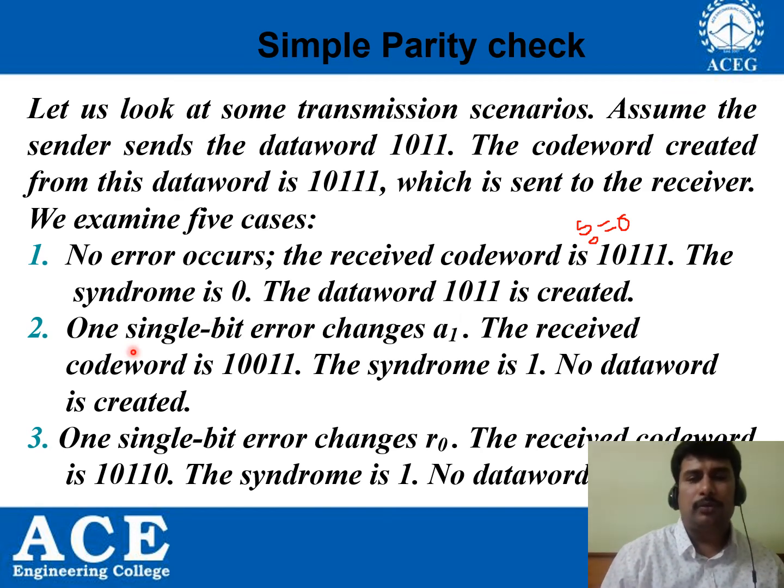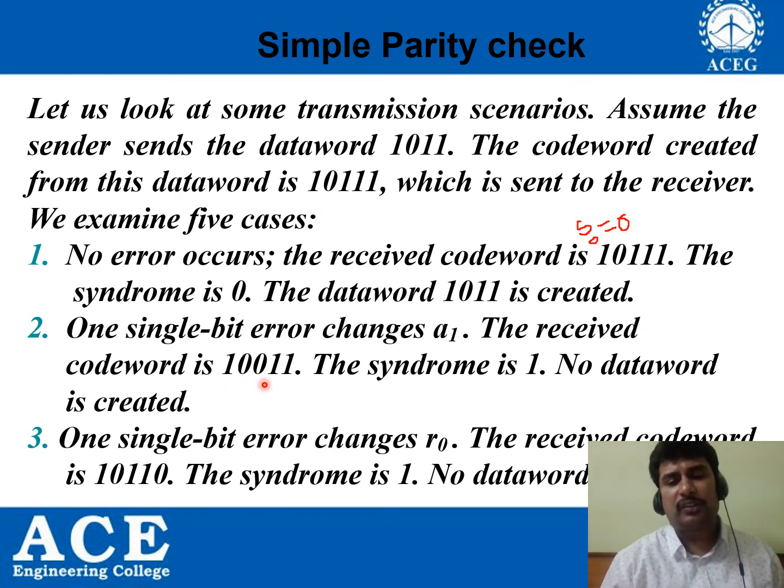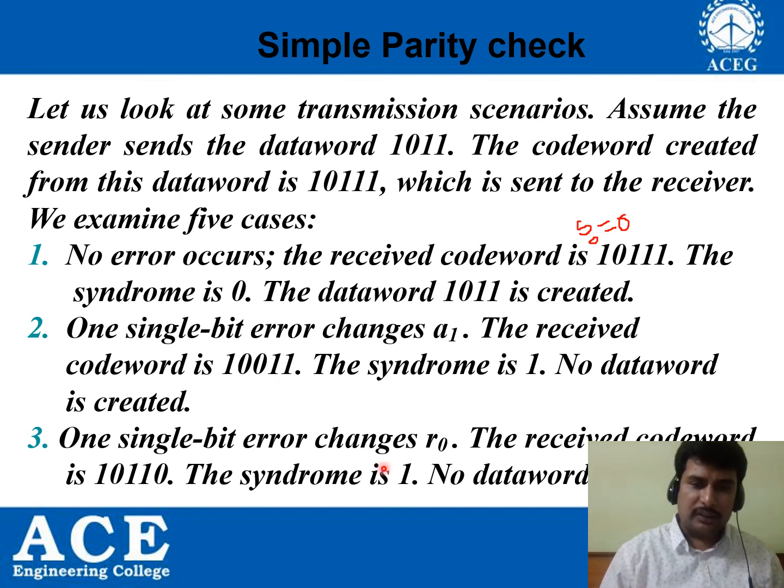Now in case 2, what you transmitted was 10111, and there is a single bit error. So instead of 10111, we have received 10011. So there is one bit change between the first case, which is 10111, and case 2, which is received as 10011.